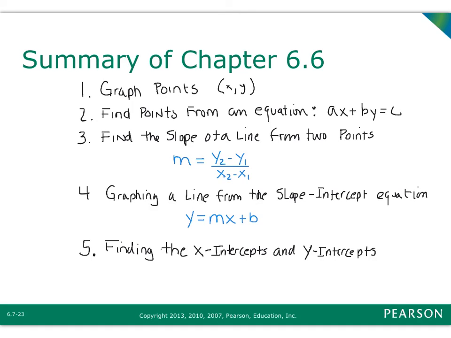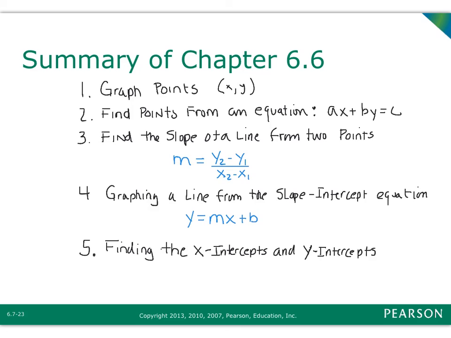So the summary of chapter 6.6: we learned how to graph points x, y on a coordinate system. We found points from an equation ax plus by equals c by, for a particular x, finding a particular y. Then we found the slope of a line from 2 points, where the slope m is equal to y2 minus y1 over x2 minus x1.